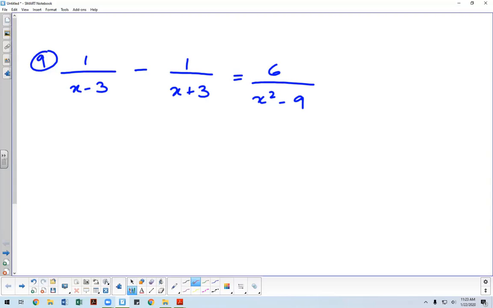So if you want to think about that x squared minus 9, we can write that 9 as 3 times 3. Okay, hold on. Looks like my calibration is off.